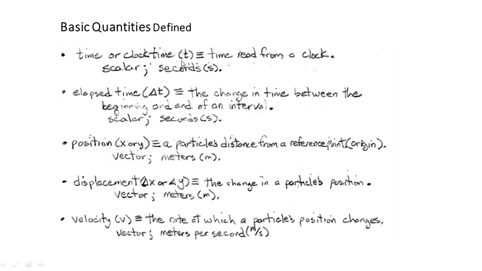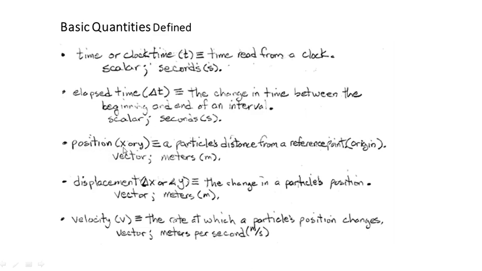So the basic quantities defined, we have time, also known as clock time. The symbol is t, and it's time read from a clock. It's a scalar quantity in seconds. Next, we have elapsed time. The symbol is delta t. It's the change in time between the beginning and end of an interval. It too is a scalar quantity and has units of seconds.